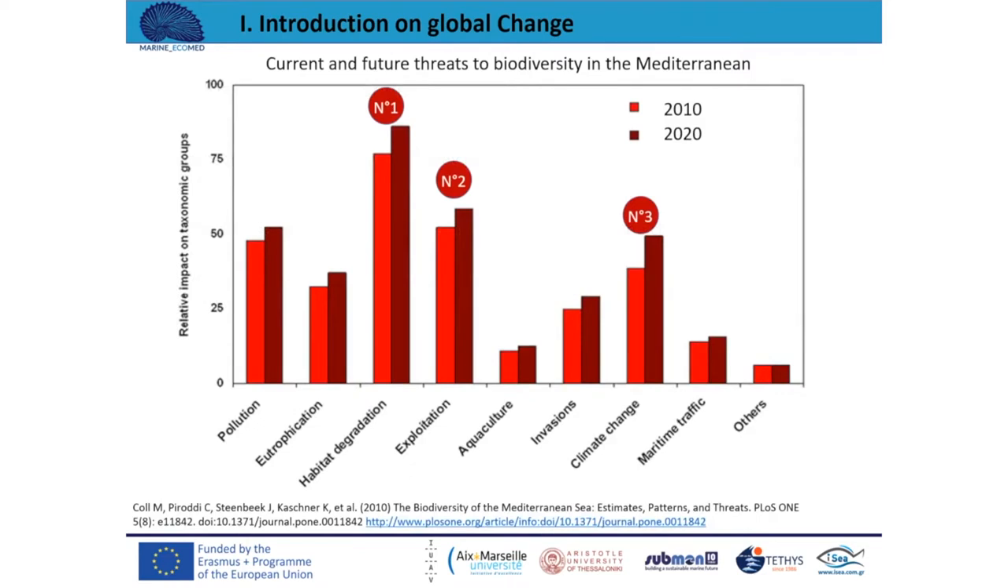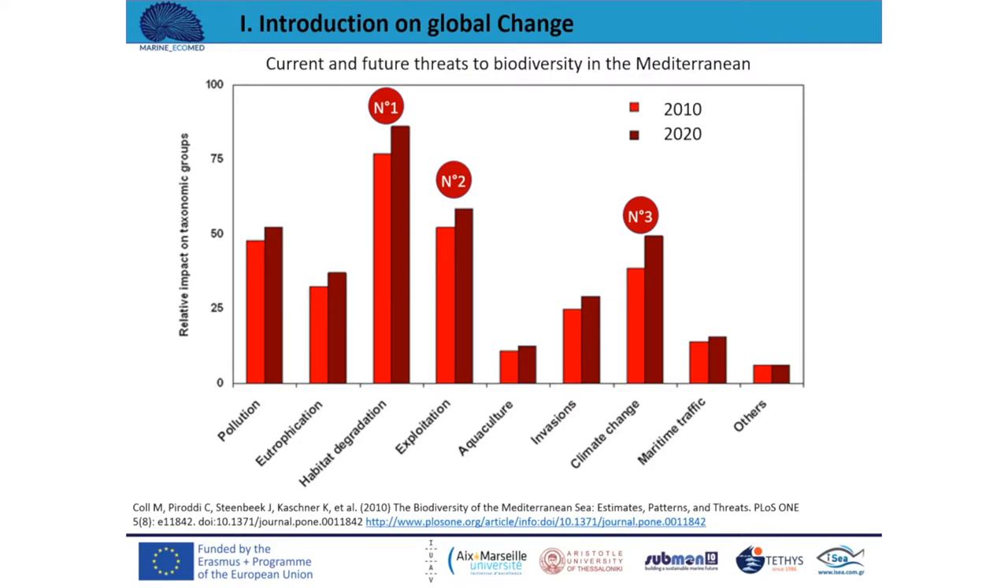The Mediterranean Sea is a marine biodiversity hotspot. Around 1,700 marine species occur in the Mediterranean Sea. But this estimation is substantially underestimated because of the lack of knowledge, for example, in deep sea areas or for the microbial taxa.